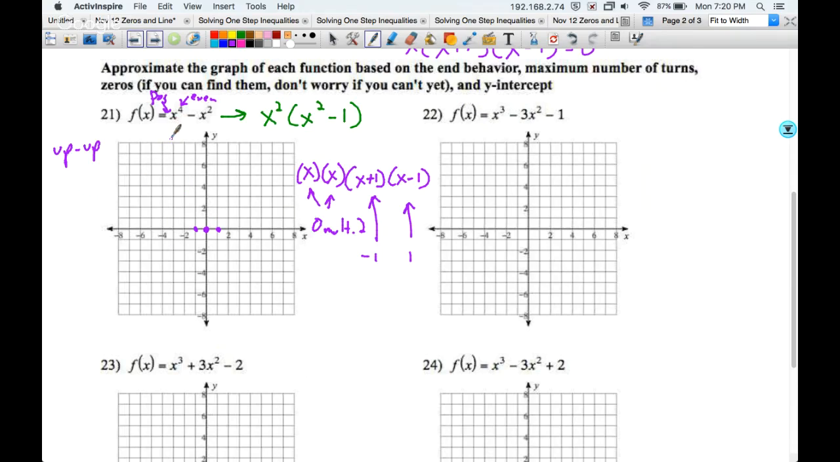Let's see if we can connect this all up. All right, so I need up, up end behavior. So I'm going to come in from up, go through this one here. This is a double zero here at 0, so it's just going to touch the x-axis, but then immediately turn around, bump back down, hit that zero there, and it's off the page. Up, up end behavior, correct y-intercept, correct zeros. That looks pretty good to me.